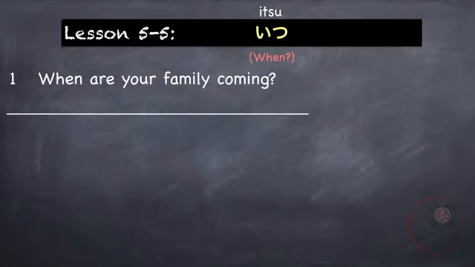Now you will learn the interrogative word when, itsu. So this is just a general way of asking when something will happen or when something is. Also, regarding the time, you've learned how to ask what time, nanji, and what minute, nanpun, also what day, nanyobi, and so on. Let's take a look at some examples.